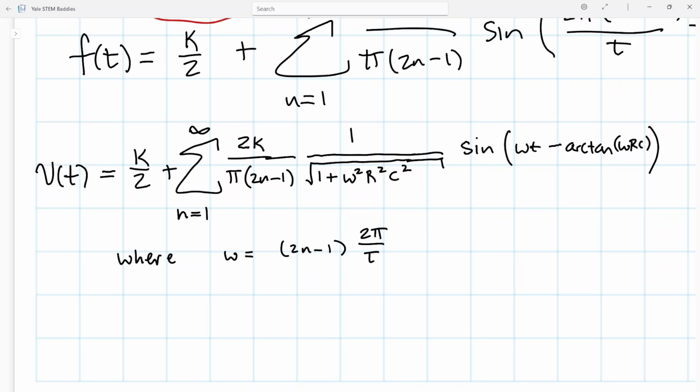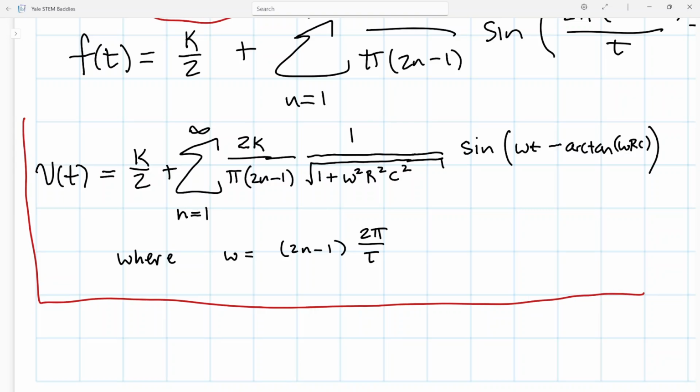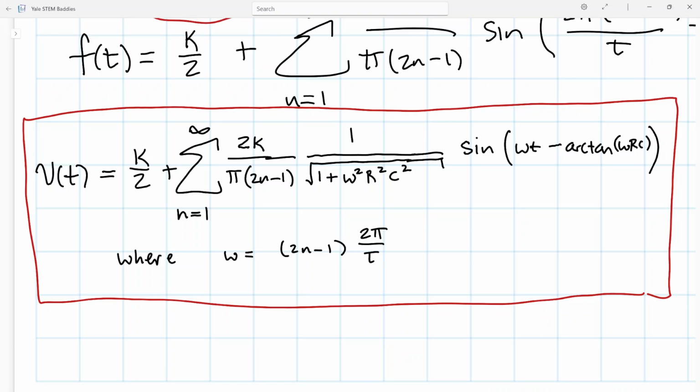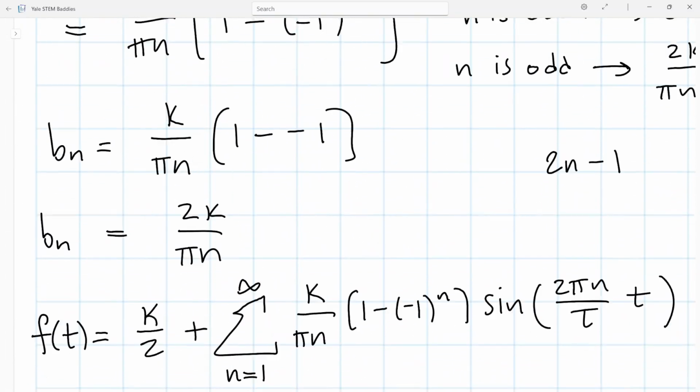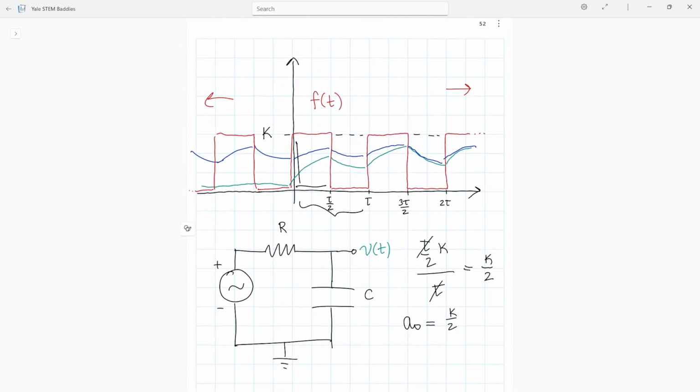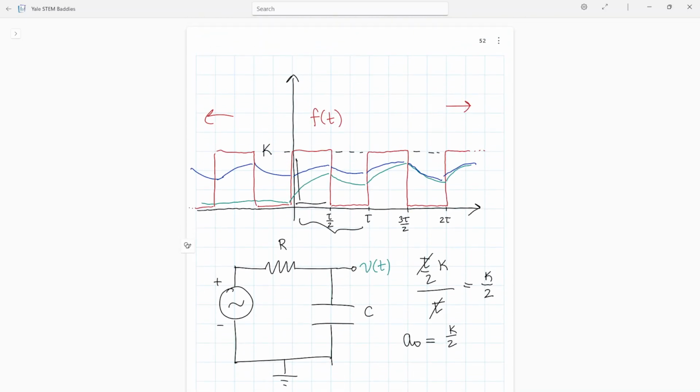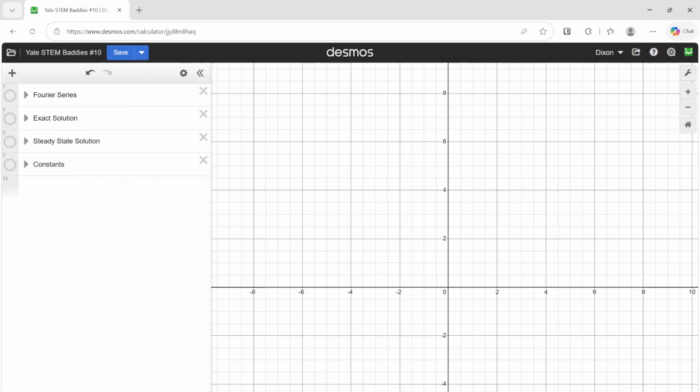This is going to give us the steady state solution for our problem. If you were to plug this into Desmos, you would find that this truly does give you the steady state solution, which is what we are looking for. It's going to give you this blue curve right there. So let's go ahead and look at Desmos.